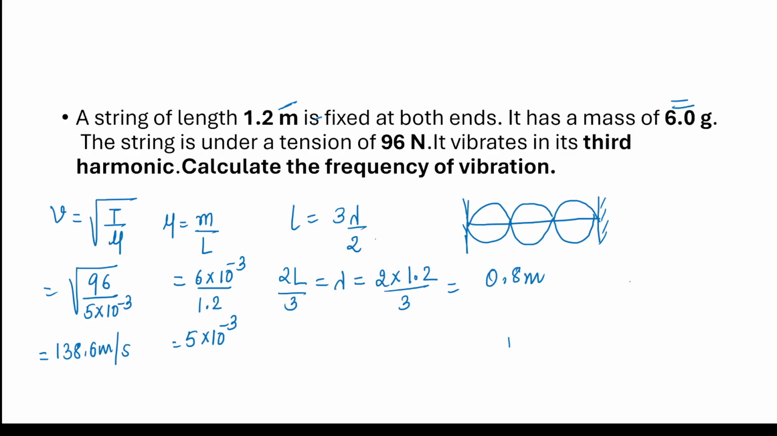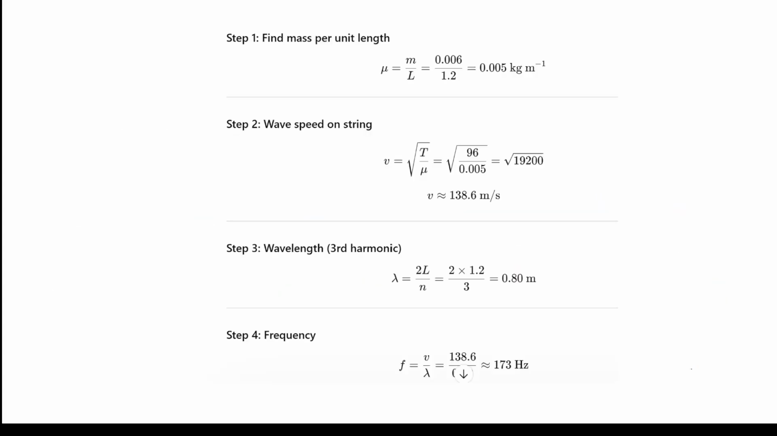Now I need to calculate the frequency. So frequency is V over lambda. V is 138.6 and lambda is 0.8. And then using my calculator, it is around 173 hertz. So 173 hertz. Okay, this is me solving it for you. We have the answer here, so it is 173 hertz. Okay, let's try.